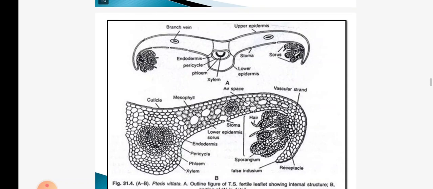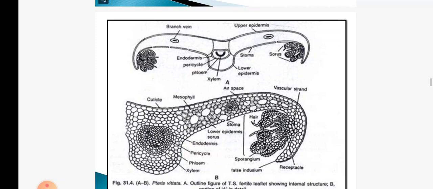This figure represents outline of TS of leaflet, then TS of fertile leaflet showing internal structures: cuticle, mesophyll, air space, vascular strands. Stomata are present on the lower surface only. Sporangium are present. Receptacle is the structure containing sporangia. Then in vascular bundle, endodermis, pericycle, phloem and xylem, these tissues are present.